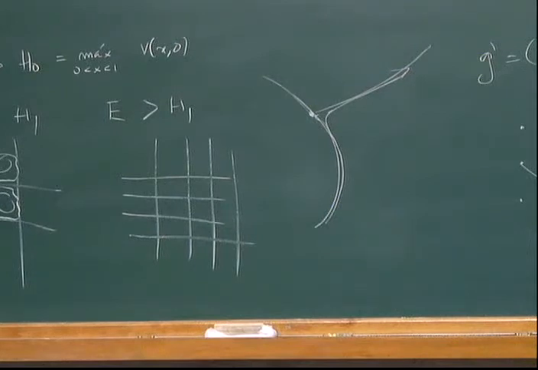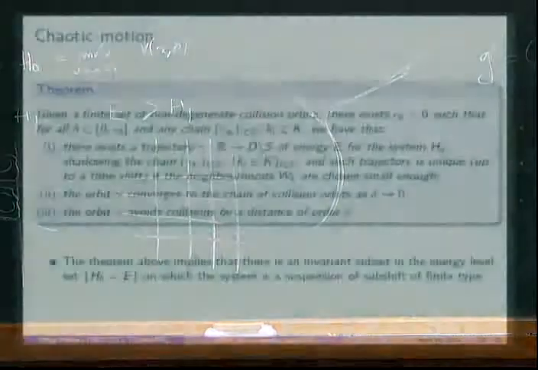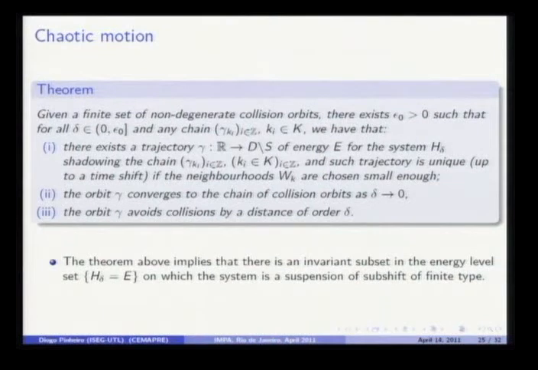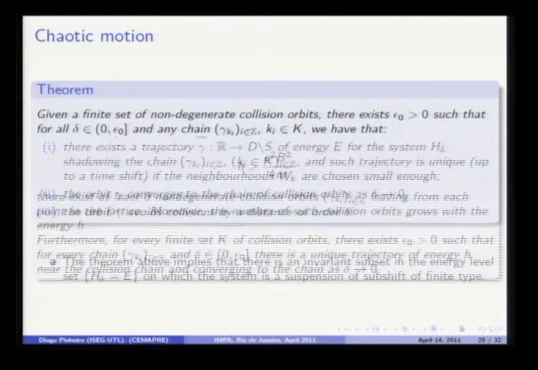So basically, if you build a sufficiently large set of collision trajectories, then a consequence of this theorem is that there exists an invariant set in some energy level set, H delta equals E, which contains a suspension of a subshift of finite type. So if you have enough collision orbits, then you can estimate the topological entropy of this subshift and ensure positive topological entropy.